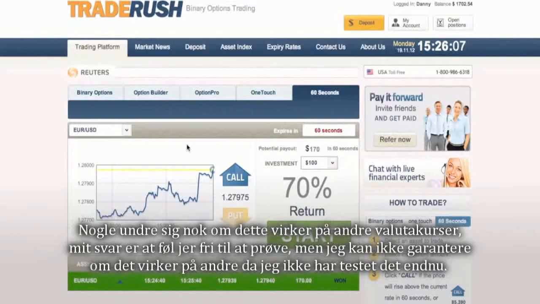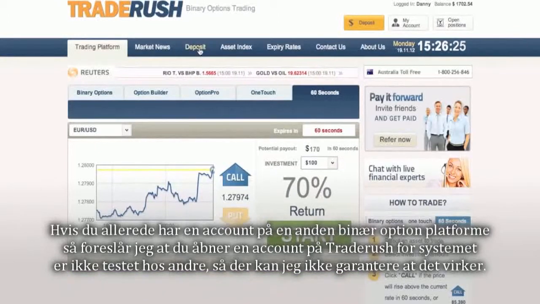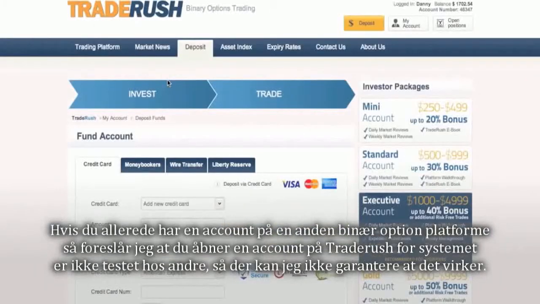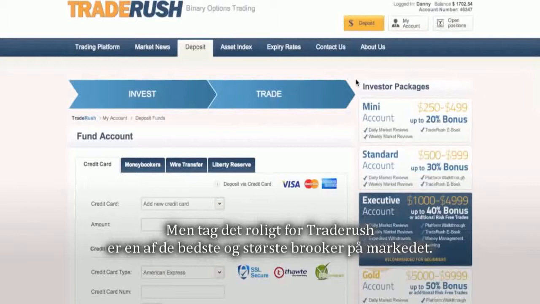Some of you might wonder if this will work with other currency pairs. My answer to that is feel free to try it on another pair, but of course I can't guarantee it'll work because we haven't tested it yet. Also, if you already have an account with another binary option broker, I do recommend you open up an account with Traderush, because this system hasn't been tested on any other brokers, so I won't be able to guarantee that it'll work. But not to be worried, because Traderush is one of the best and largest brokers out there.